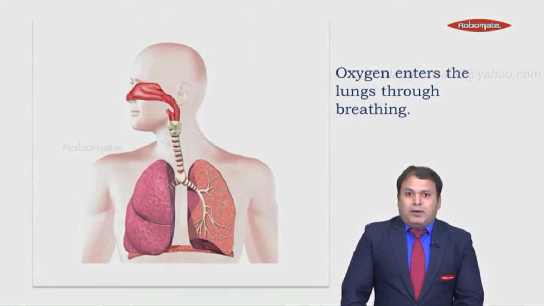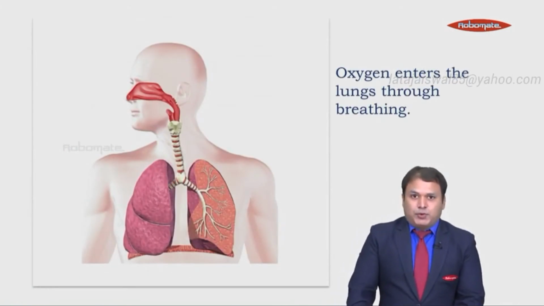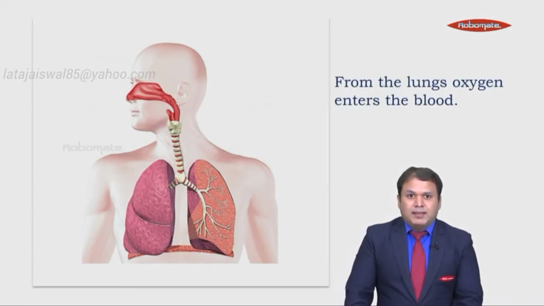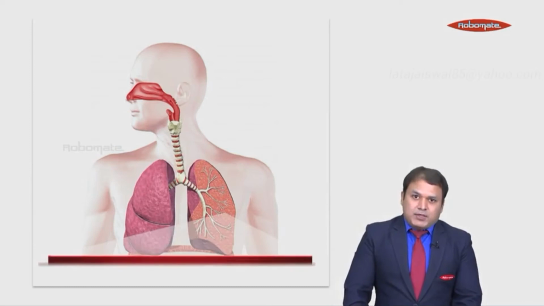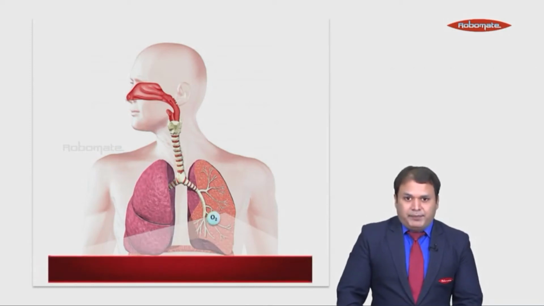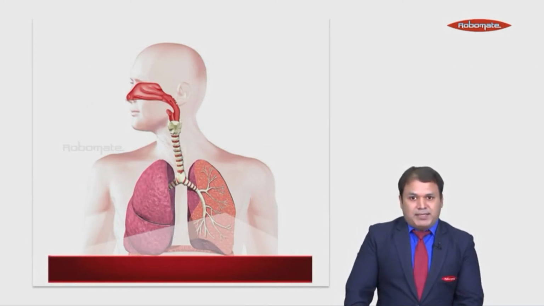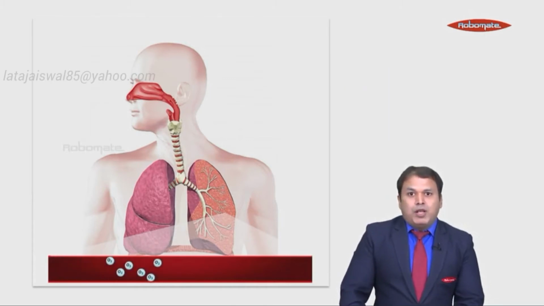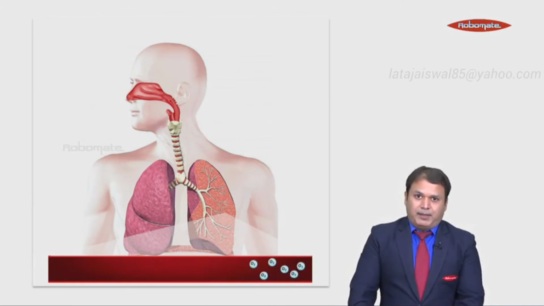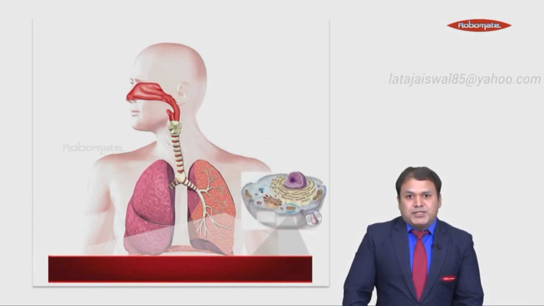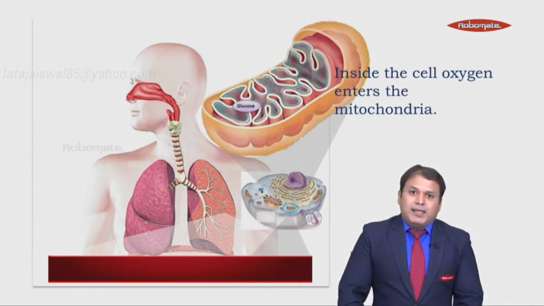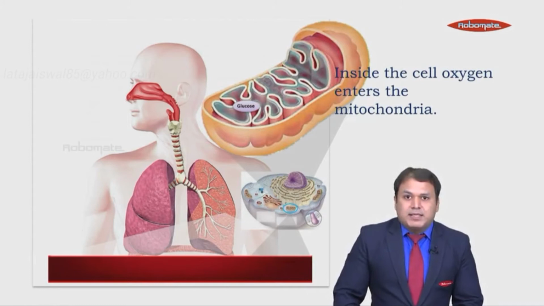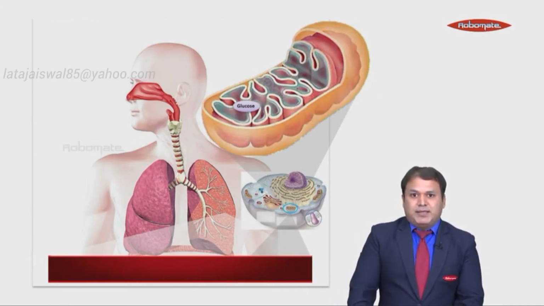We know that oxygen enters the lungs through breathing. So when we breathe, oxygen enters the lungs. Then from the lungs, this oxygen enters the blood. So you can see oxygen entering the bloodstream. And then blood carries this oxygen to all the cells of the body. Now once oxygen reaches all the cells of the body, inside the cell, oxygen then enters an organelle called as the mitochondria, as you can see here.